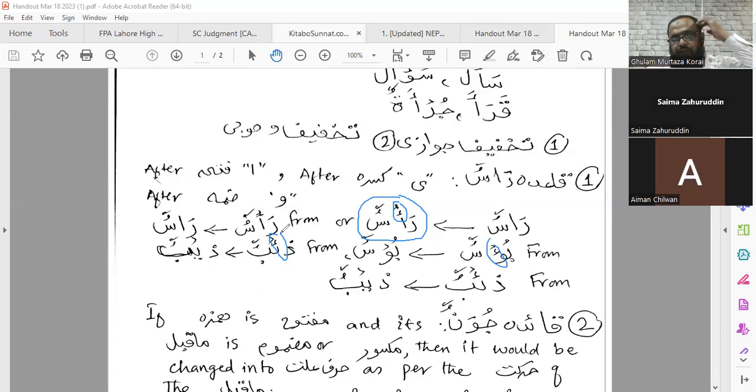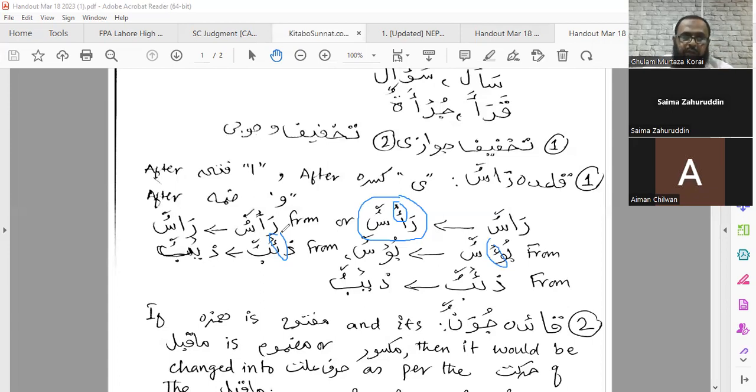So the ma qabl harakat in ra'sun is ra with fatha, so this hamza can be changed into alif. So from ra'sun it is rasun. And in bu'sun, because ma qabl of hamza is mazmum, it will be changed into waw, that is harf illat. So from bu'sun it is busun. And in dhi'bun, ma qabl is maksur, so hamza sakin would be changed into ya. So from dhi'bun it becomes dhibun, and this is permissible.